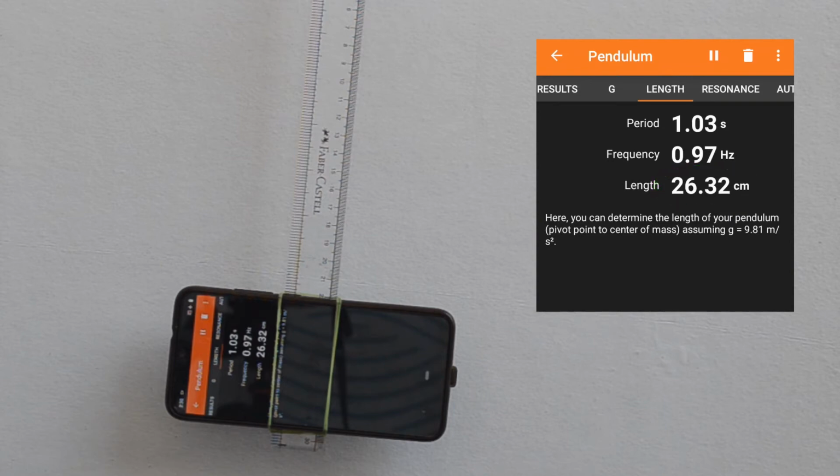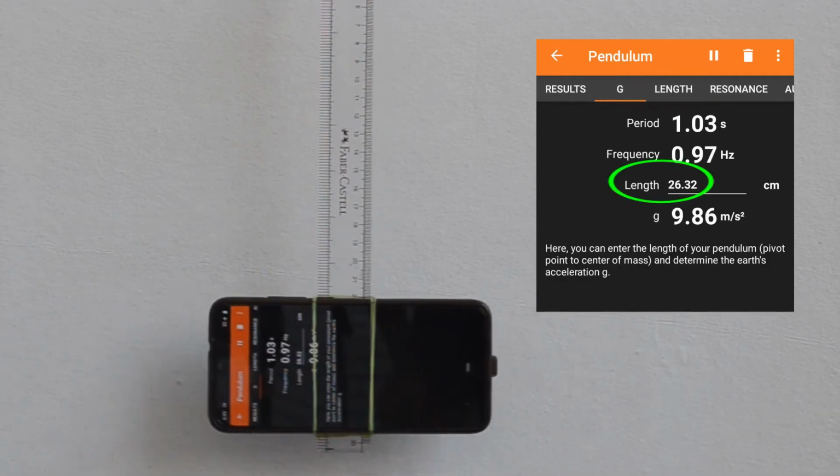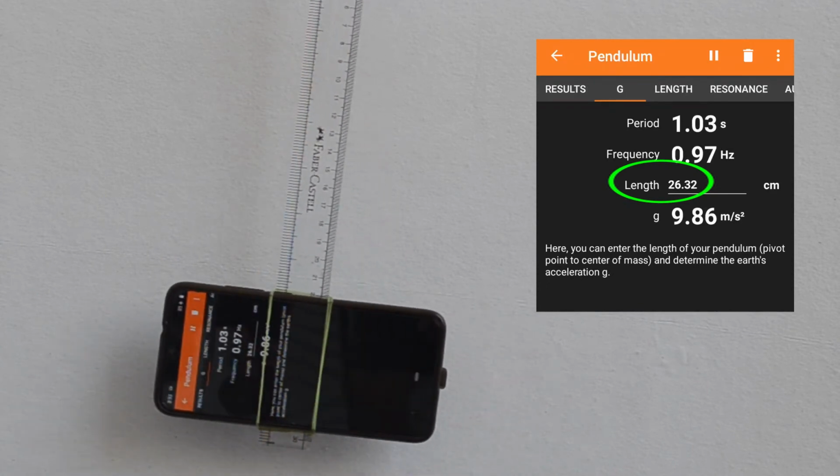As this is a physical pendulum, this feature comes handy as it calculates the effective length of the pendulum. With this value now set in the initial run, the value of g is now 9.8 meter per second squared.